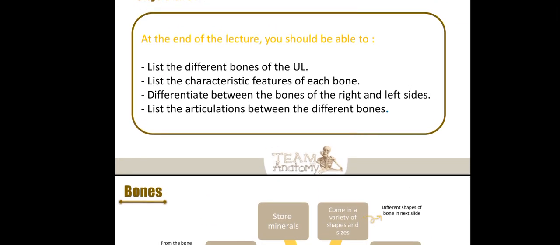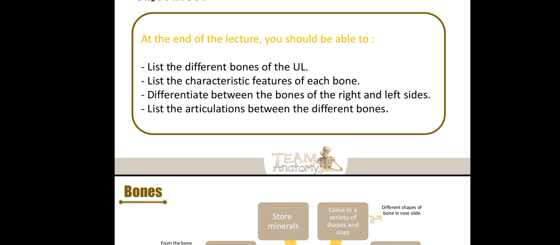At the end of this lecture, what are you expected to learn? You are expected to be able to list the different bones in the upper limb. You should be able to list the characteristics and features of each bone. I will be dropping videos on each of these bones, all right? And you should be able to differentiate between the bones of the right and the left. If you see a bone, how do you know that this bone is a bone of the left? How do you know that this bone is a bone of the right?